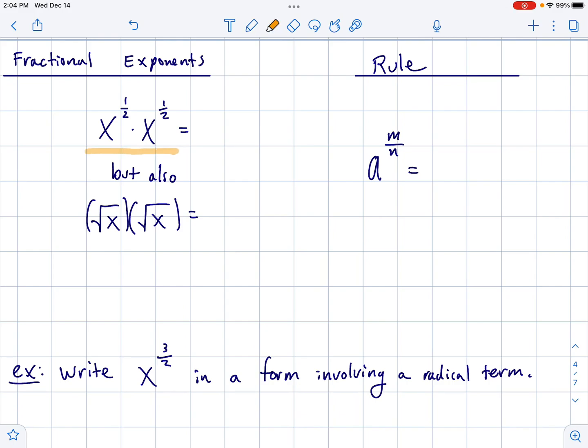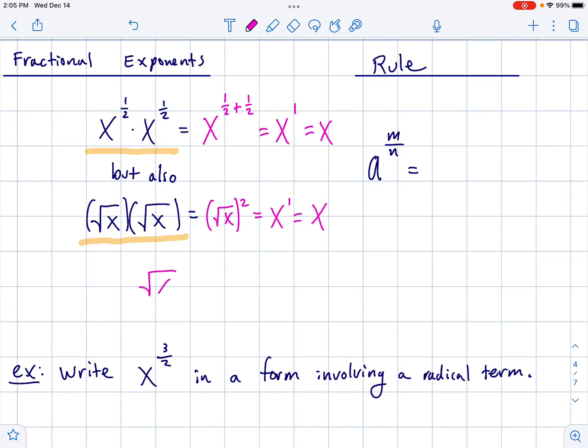Another rule that we should go over is fractional exponents. So if I were to start here with x to the 1/2 times x to the 1/2, our multiplication rule says that we need to add those 1/2s together, which is the same thing as x to the 1, which is the same thing as x. Now, you guys, we also know that if you have the square root of x times the square root of x, that this is the square root of x squared, and then the square and the square root cancel each other out, so you get x to the 1 power, which is just x.